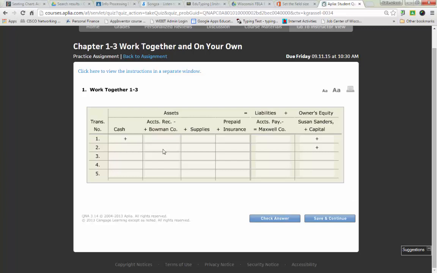More. They do owe us more. So Accounts Receivable Bowman Company is going to go up, the amount that they owe us.